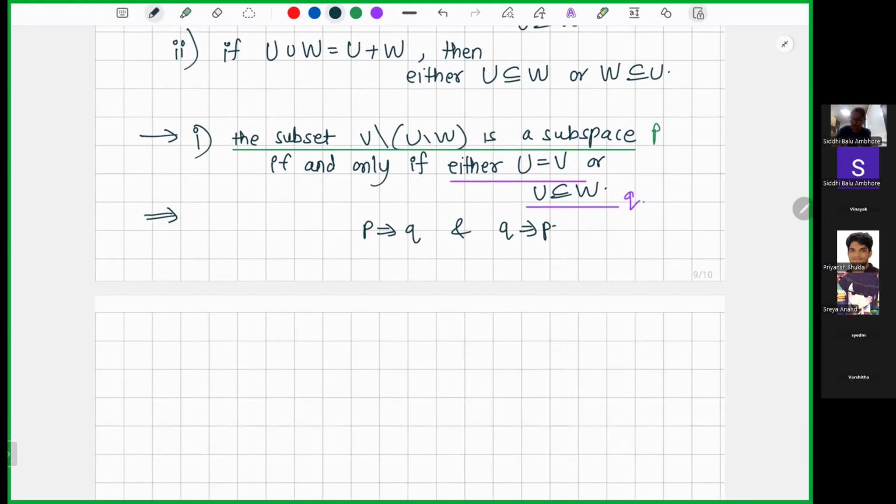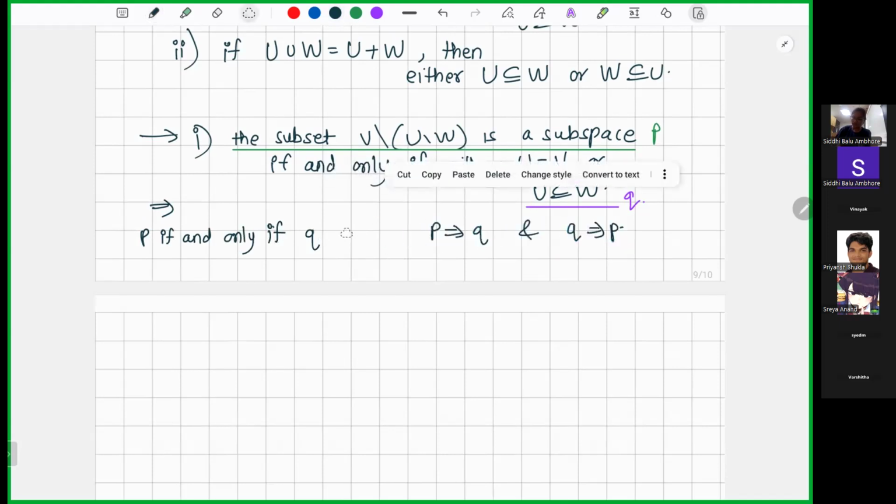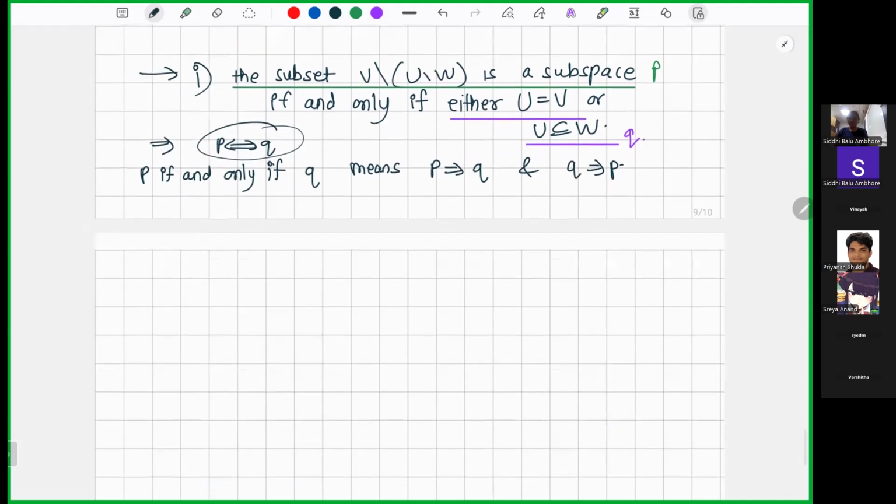So I'm just pointing this out because P if and only if Q means, okay, this is what it means. And this has this symbol that P if and only if Q. So this is what equivalency. So if you see such kind of symbol, I hope you will understand what it means. Okay, so let us start with proving this.